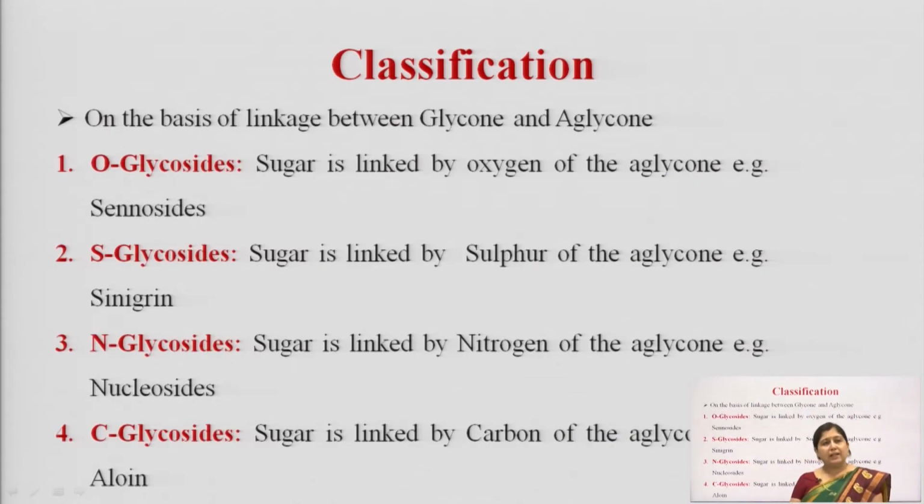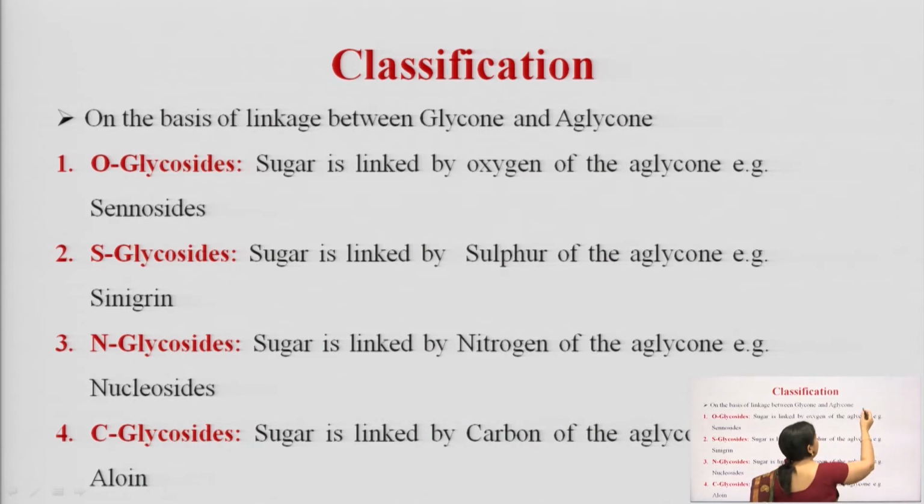Now, we come to the classification of the glycosides. First, we will go through the classification, and then depending upon the different categories, we will look at the identification tests. This is one of the most crude types of classification, where just based on the glycosidic linkage, the bond between glycone and aglycone, we decide which type of glycoside is present.